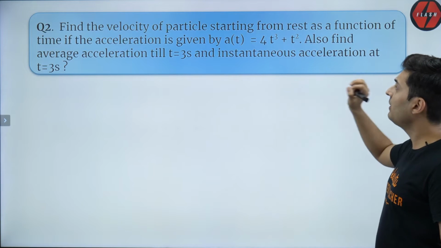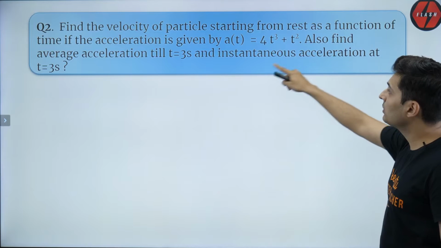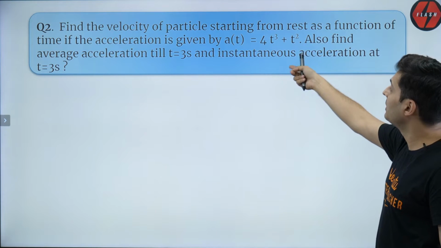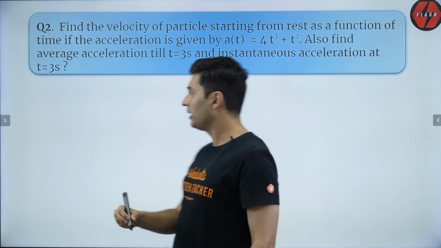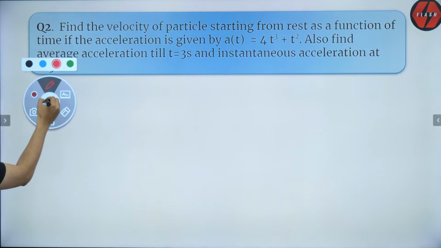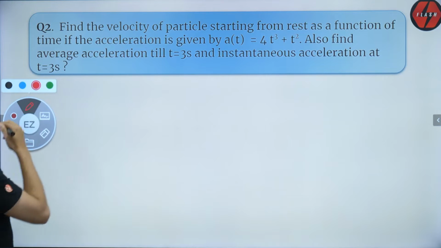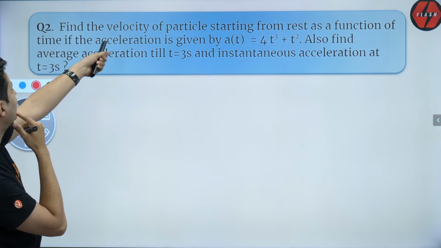Okay, now find the velocity of the particle starting from rest, as a function of time if the acceleration is given to you, and also find the average and the instantaneous acceleration. A lot of things to be found, so let's start one by one. Okay, here we go. Now acceleration is given and we have to find the velocity.